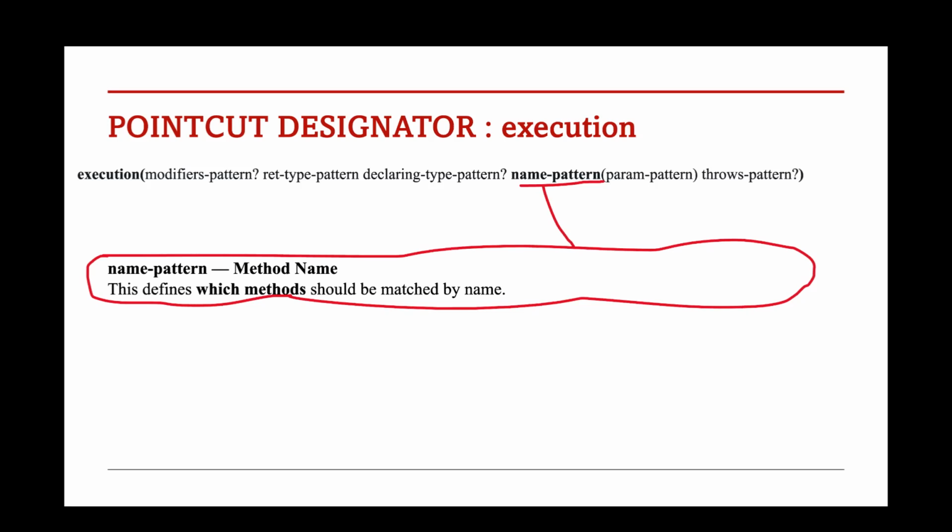Welcome back, everyone. In the last few videos, we've covered the return type pattern and the declaring type pattern in complete detail. Now it's time to move to the next important part of the execution expression, the method name pattern. This is the part where we tell Spring exactly which method names should match our pointcut. Don't worry, it's actually very straightforward. And once you understand it, writing pointcut expressions becomes much easier. So, let's get started.